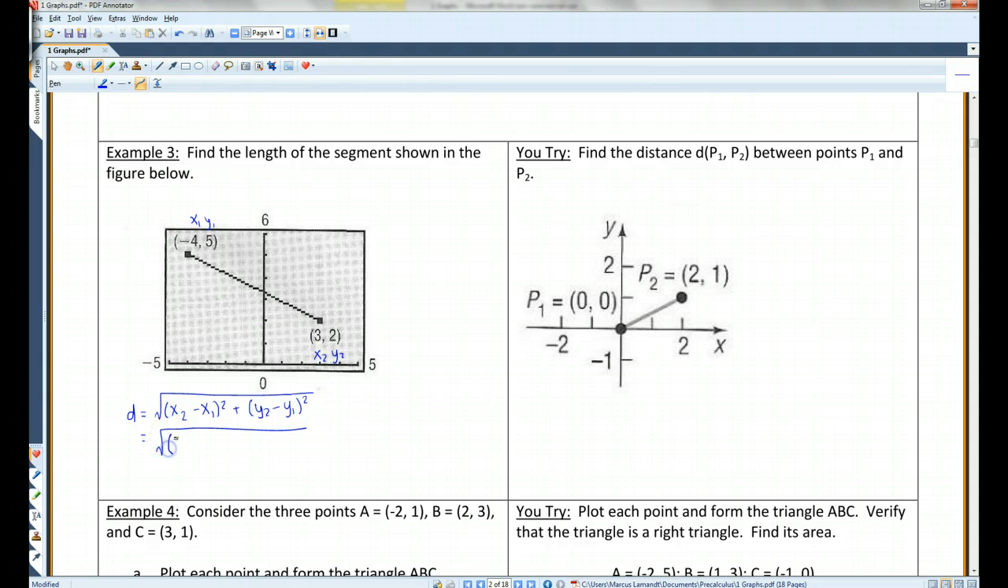Make sure that each point has a unique number. Alright, so my x2 is 3, my x1 is negative 4, my y2 is 2, my y1 is 5. This minus negative becomes a positive. Here, let me do that in a different color. Okay. So this is 3 plus 4 is 7. 2 minus 5 is negative 3.